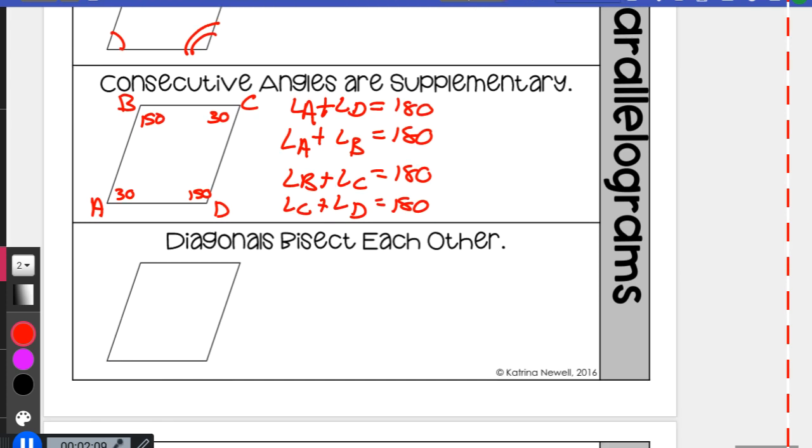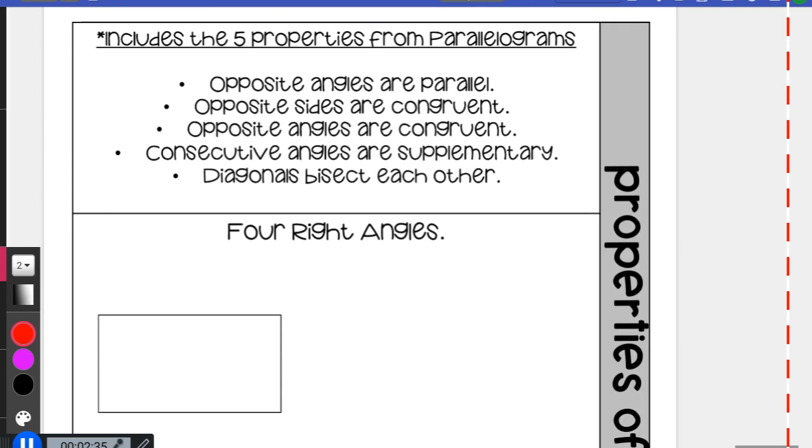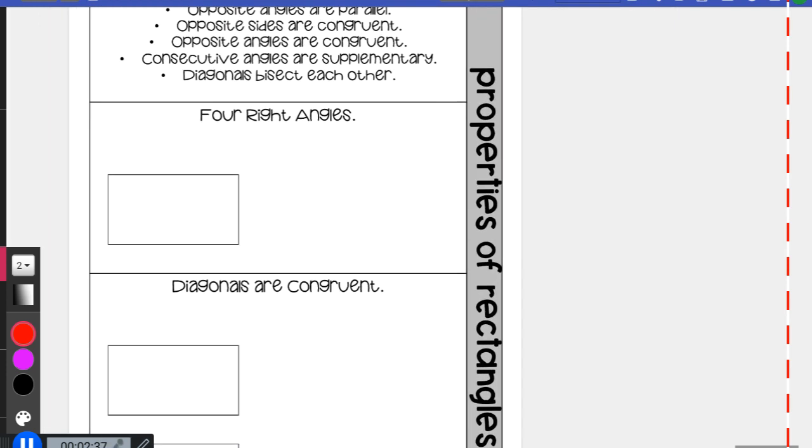And diagonals bisect each other. So draw the diagonal from corner to corner, and if they bisect each other, that means they're each cut into two equal pieces. So this point where they intersect would be a midpoint. Okay, that is parallelograms. Then we go on to rectangles.